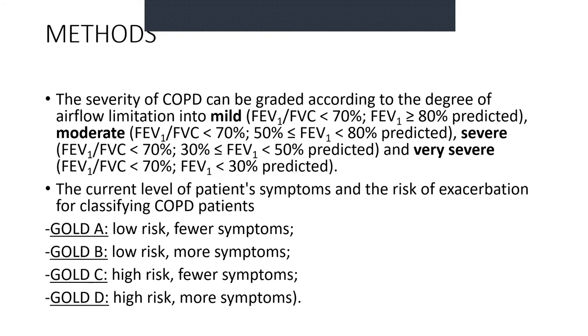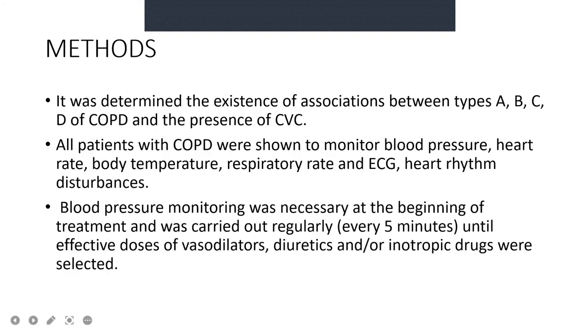Group A, low risk, fewer symptoms. Group B, low risk, more symptoms. Group C, high risk, fewer symptoms. Group D, high risk, more symptoms. It was determined the existence of associations between type A, B, C, D of COPD and the presence of cardiovascular comorbidity.